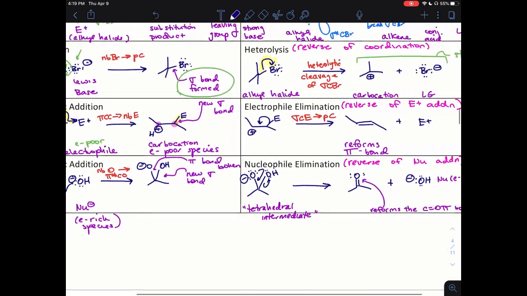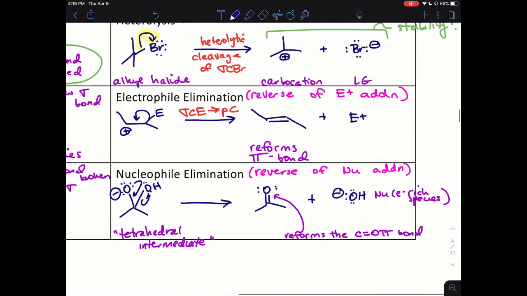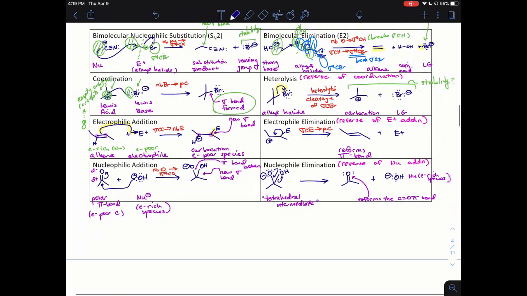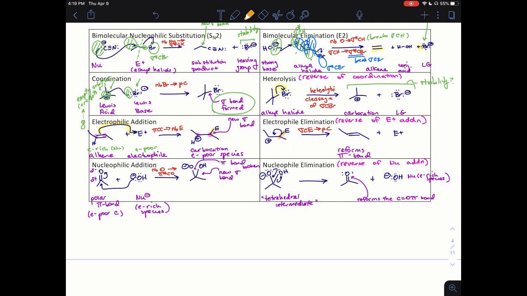Okay, electrophilic elimination. This is the reverse of electrophilic addition. So you can see our starting material is the product of electrophilic addition. And all that's happening here is this bond is cleaving. You're making the pi bond, and then you've eliminated the electrophile. So it's left, a leaving group, so elimination. Okay, why would this happen? Well, where is the charge more stable, on carbon or on the electrophile? That's going to depend on what you have and what else is involved in the reaction.